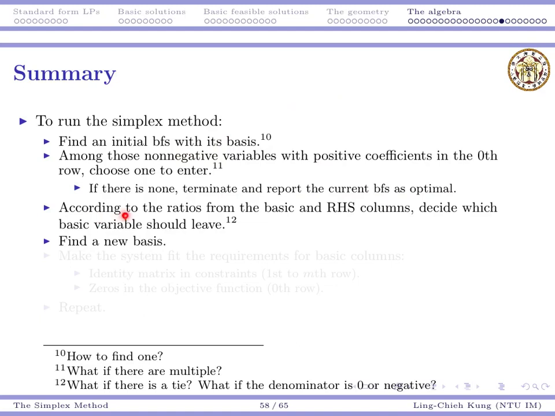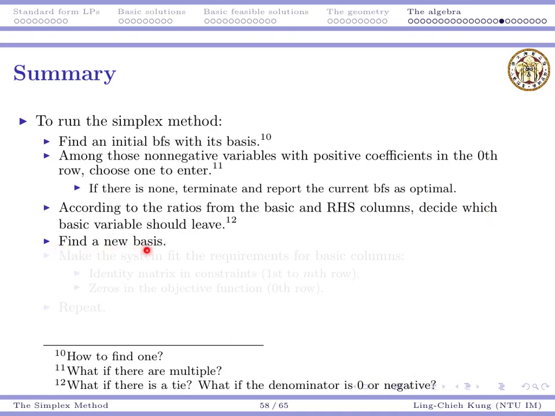And then I need to do several ratios from the basic column and the right-hand side column to determine which basic variable should leave. One problem you may want to consider is, what if there is a tie? Multiple rows all have the minimum ratio. Or what if the denominator is 0 or negative? We didn't touch that in the first example, but probably you want to think about it now. Anyway, suppose we find one that has the minimum ratio. Then that gives us the first basic variable that is going to become 0, and we know that variable will leave the basis.